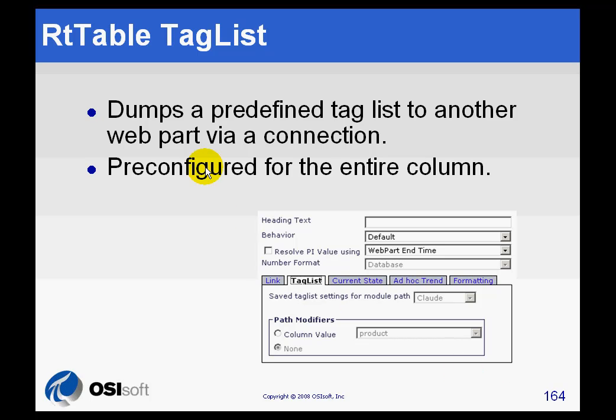The taglist behavior has the following effect. When you click on any of the rows within the web part, we are going to publish more or less a predefined list of tags to all of the trends on that web part. That predefined list is going to be specific to the column you clicked on.